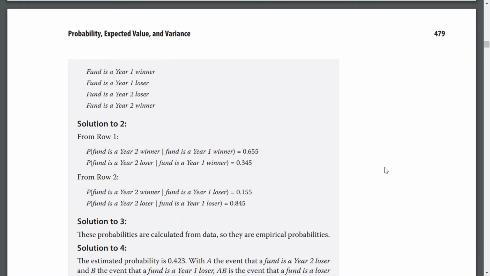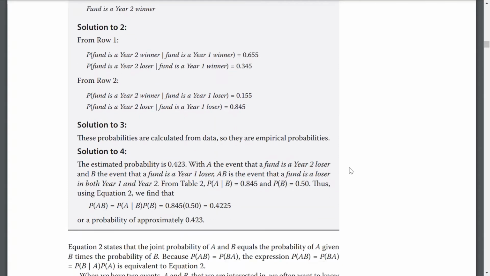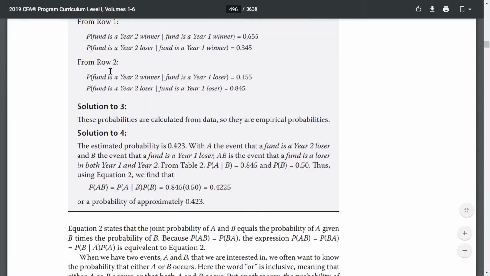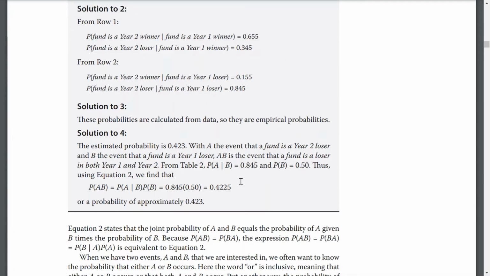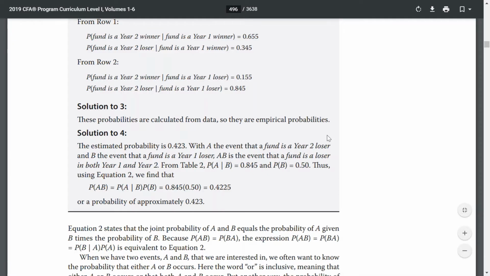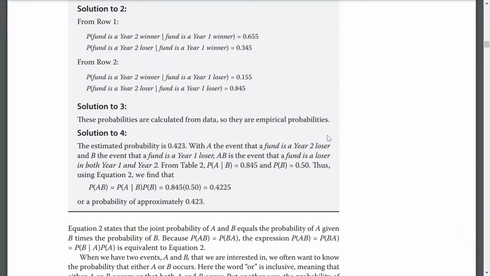The probability that fund 2 is a loser given that fund 1 is a winner is 0.345. From row 2, and once again it's this. Solution to 3: the probabilities are calculated from data. So they are empirical probabilities.